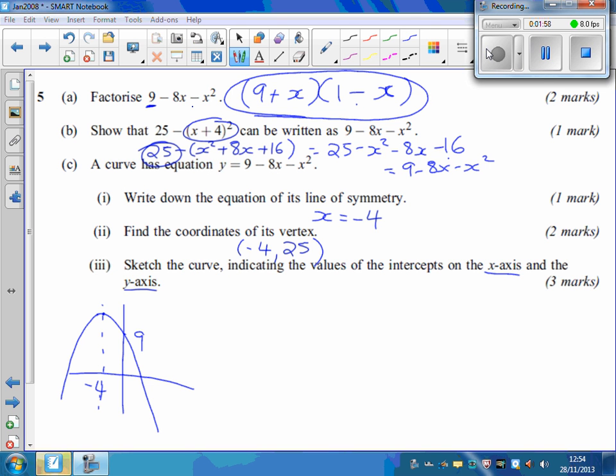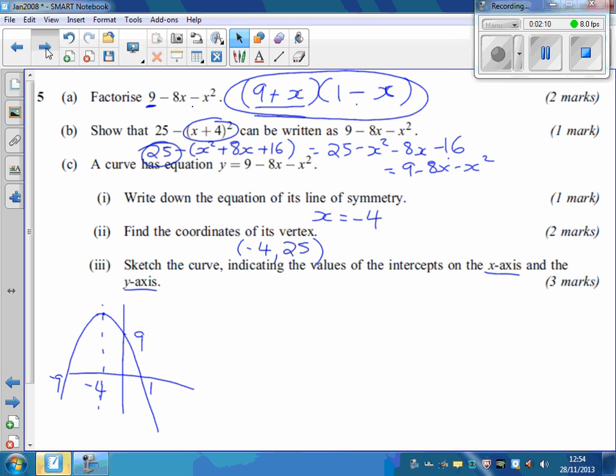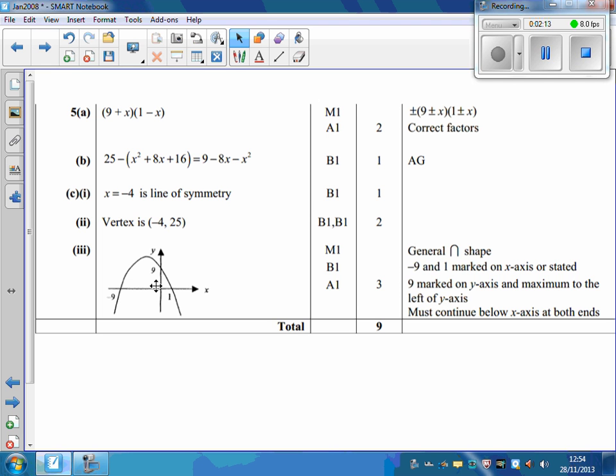It must be crossing at 1. That must be a 1. It must be crossing at -9. That must be a -9. There is my sketch. And that's the sketch I did, isn't it?